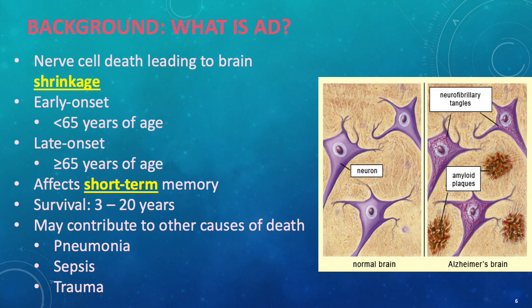In terms of survival, unfortunately, it's pretty variable in terms of how long a patient lives after diagnosis. It could be anywhere from 3 to 20 years. There's a lot that goes into play there. There's no way to really predict it. The ultimate cause, though, will be death. It is a terminal, progressive, fatal condition.